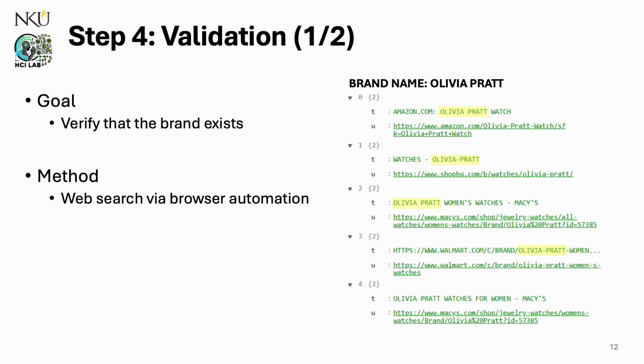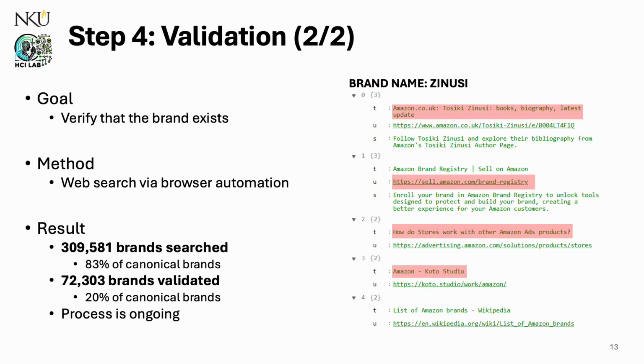For instance, as you can see in the slides, our system validated the brand Olivia Pratt by confirming its presence on multiple e-commerce sites. This helps us automatically separate genuine brands from noise. But as we will see in the next slide, not every case is so straightforward. So far, we have searched 309,581 brand names, which is 83% of canonical brands, and 72,303 brands have been automatically validated, which is about 20% of the canonical brands. However, the validation process is still ongoing as we continue to verify the remaining brands.